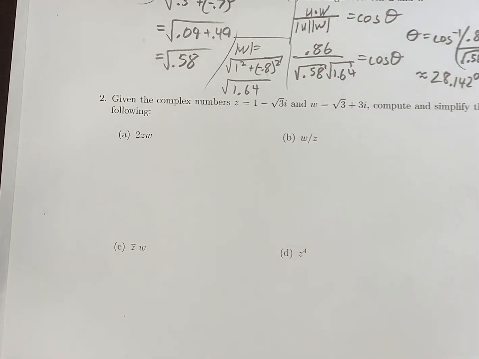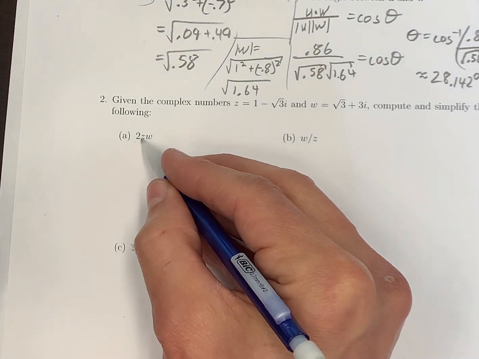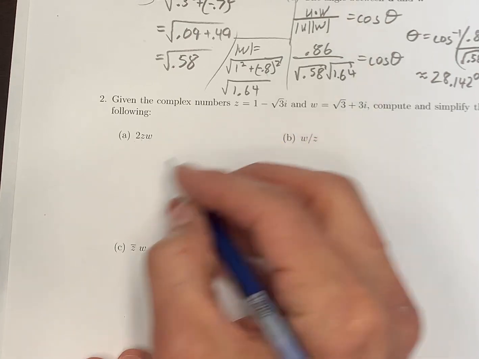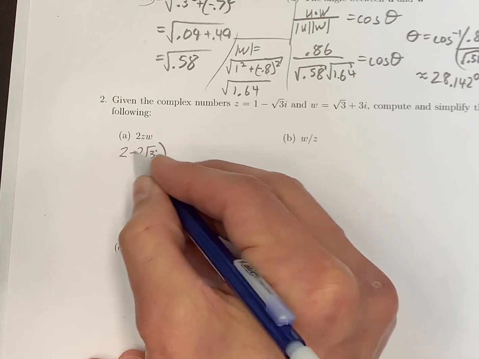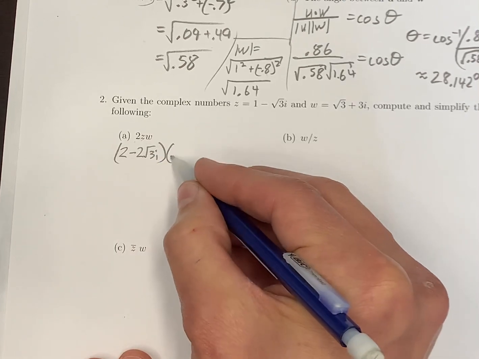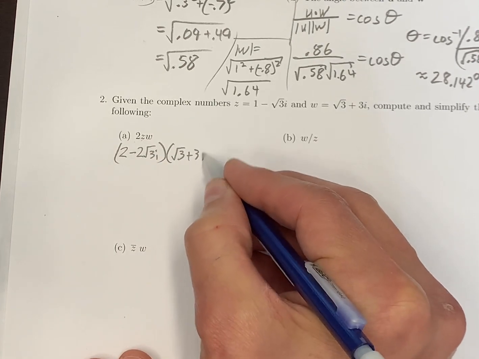On the second problem, what I'm working on is putting these two together. So let's see, I have 2 times z. 2z is 2 minus 2 root 3i. W is root 3 plus 3i.